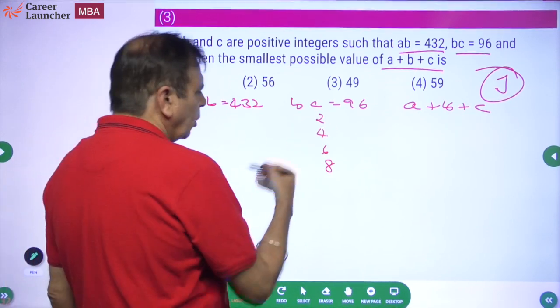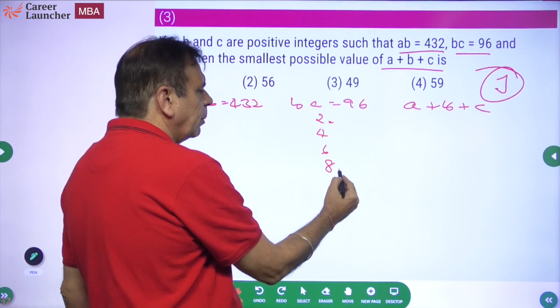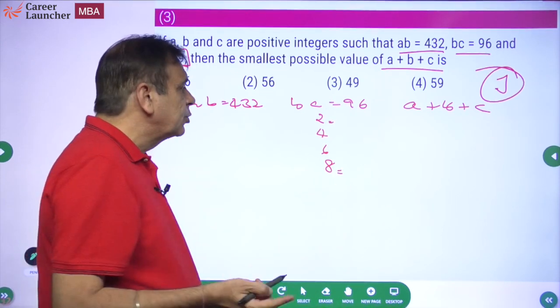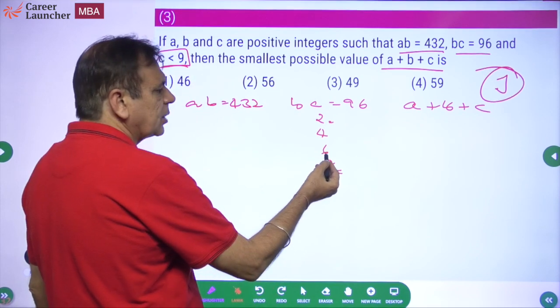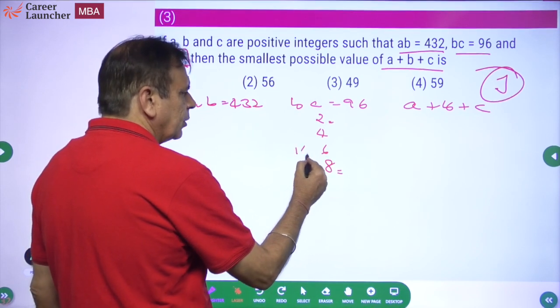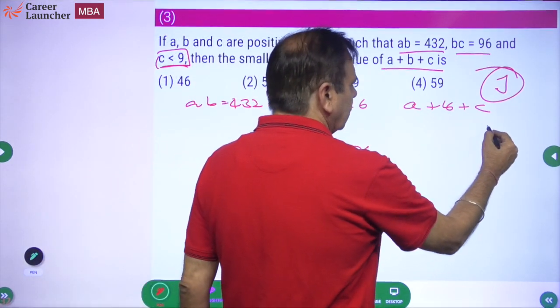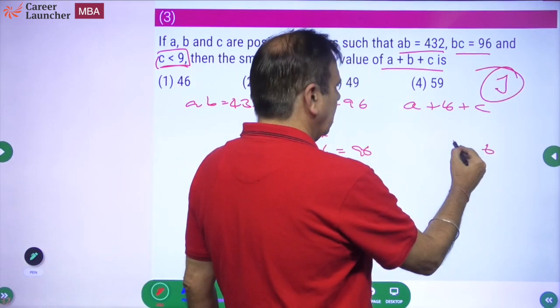So where do we start? Don't start from either extreme. Start from the middle. It will help you eliminate choices. For example, let's start from C equal to 6. 16 into 6 equal to 96. So I am saying C is equal to 6 and B is equal to 16.